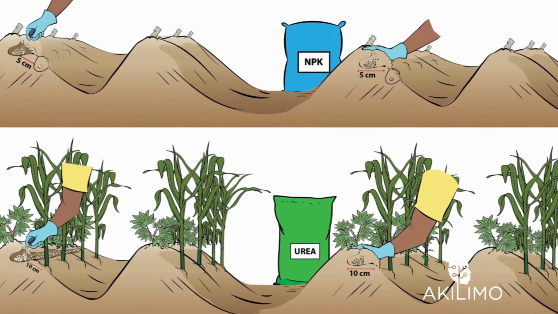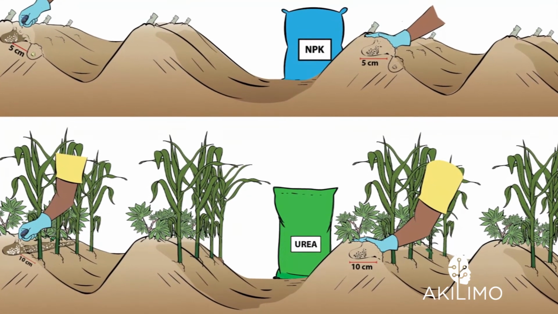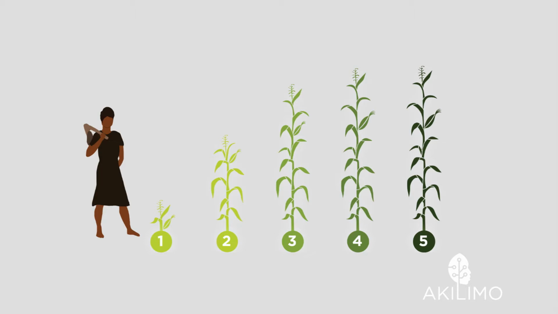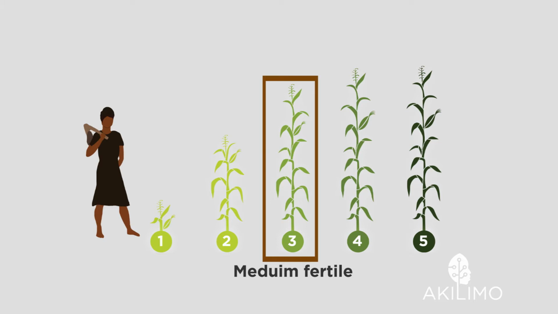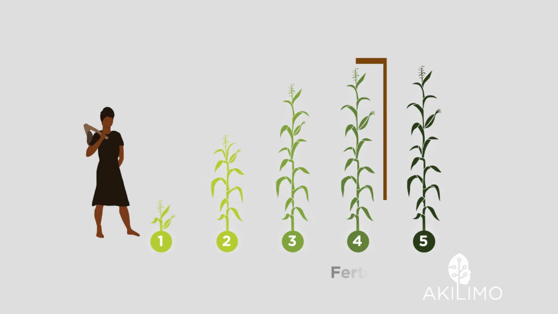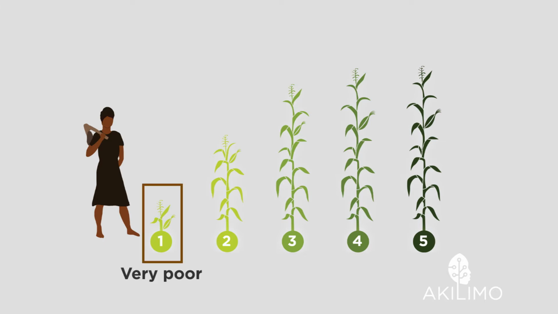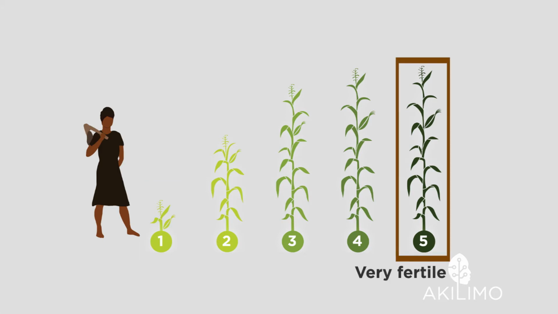Remember, a fertilizer investment is only recommended in some soils. We distinguish 5 levels of soil fertility, and you should only consider investing in fertilizer if your soil is poor, Category 2, medium fertile, Category 3, or fertile, Category 4. Don't invest in fertilizer if your field is very poor, Category 1, or very fertile, Category 5.